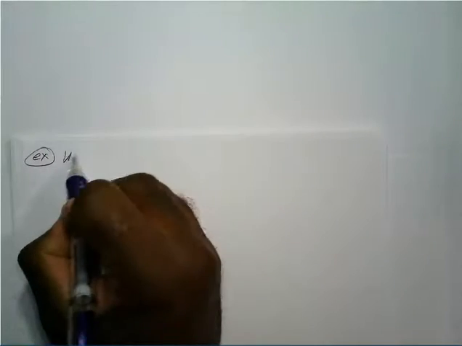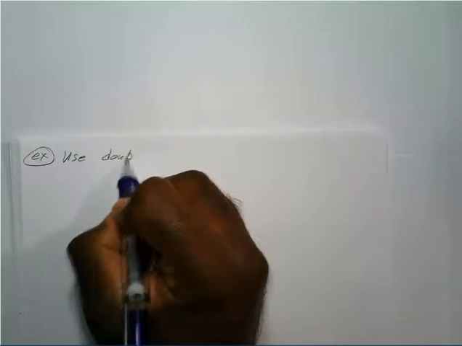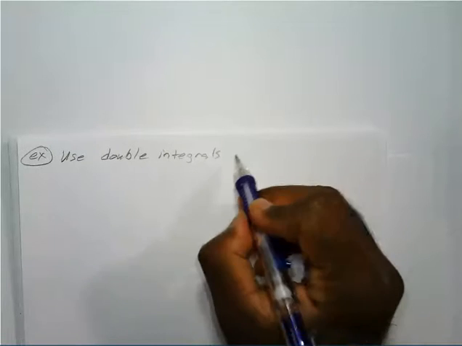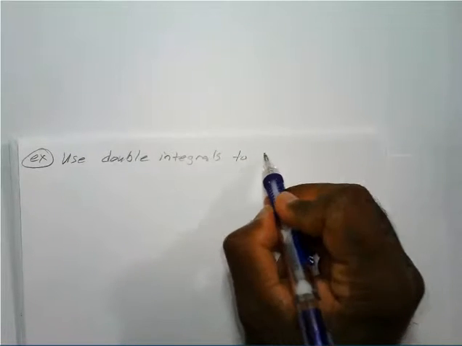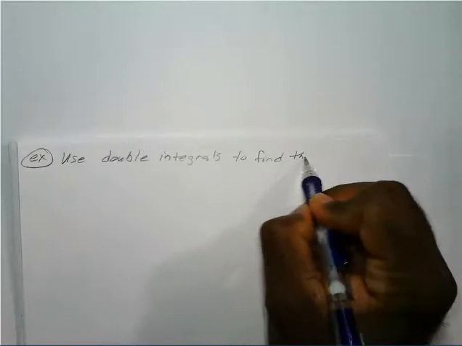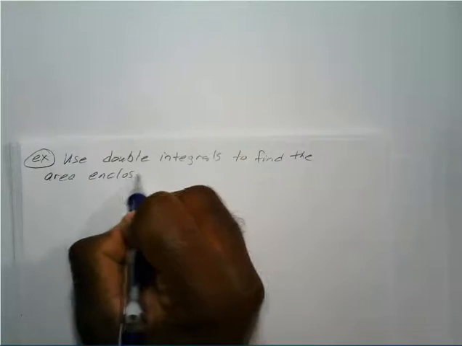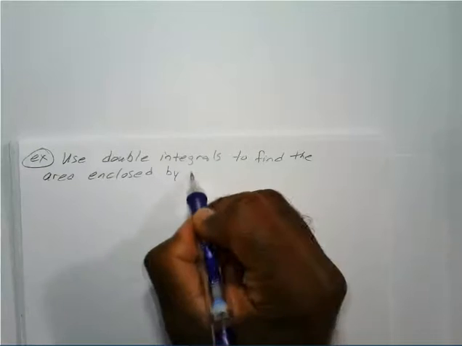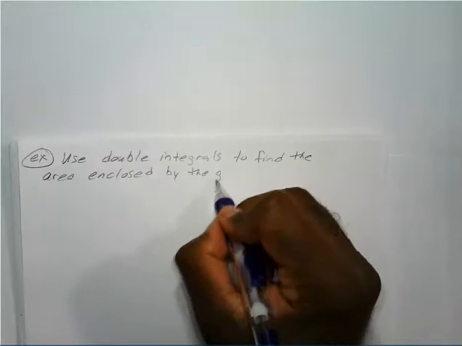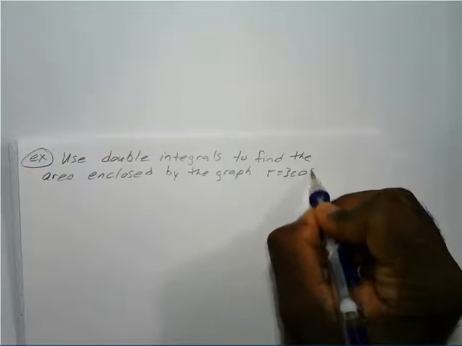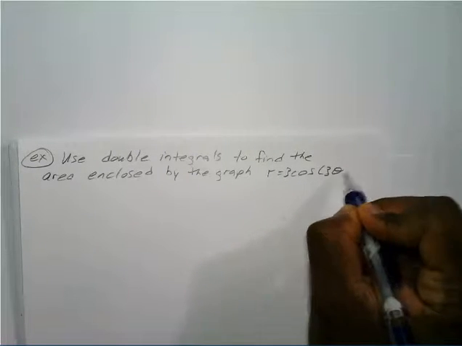Alright, so let's say, for example, if we want to use the double integral to find the area enclosed by the graph r equals 3 cosine of 3 theta.